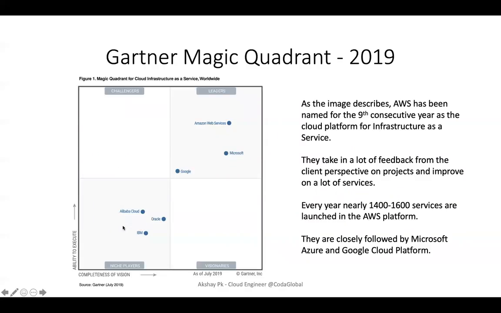There were a lot more small niche players in the year 2017-18, I believe, but then they were bought by other organizations who were in the leaders quadrant at that point of time, probably by Amazon Web Services or Microsoft and so on.